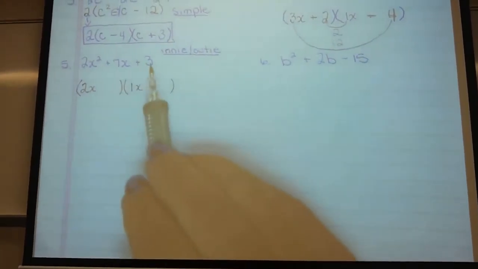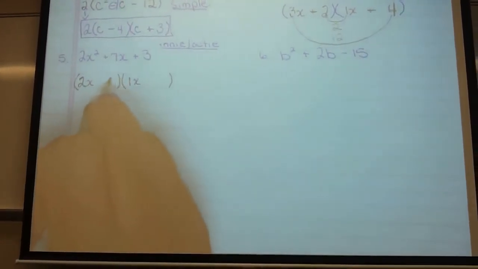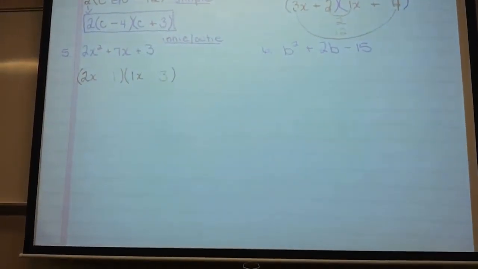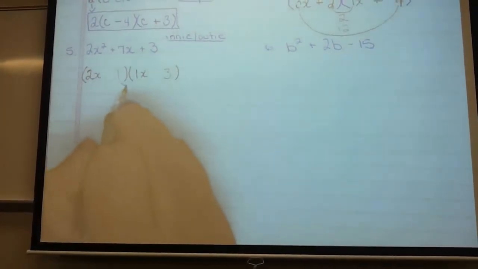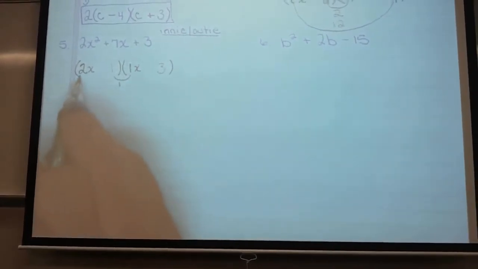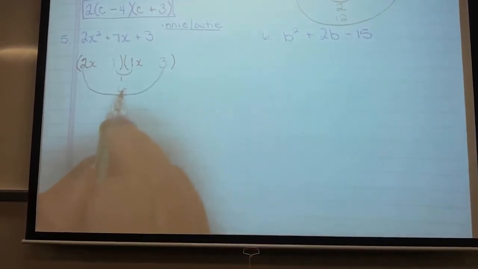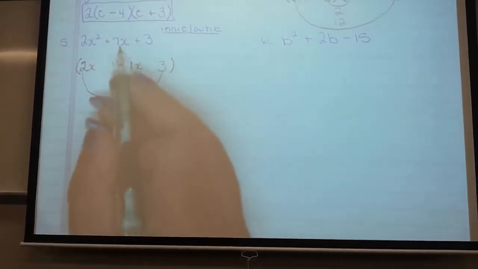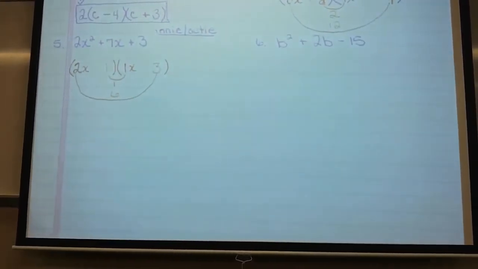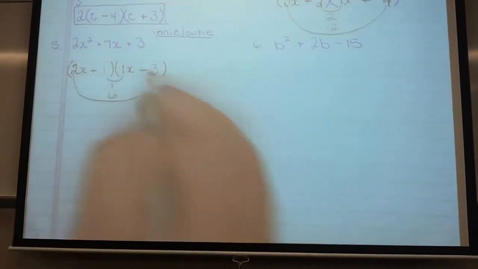And then what's your only pair that multiply to give you 3? 1 and 3, or 3 and 1. Again, let's try 1 and 3. Again, we've got to check it. I don't know if it's going to work yet. Your innies, 1 times 1 is 1. And then 2 times 3 is 6. Oh, look at that. 1 and 6 give you your 7. And we need a positive 7, so if we need to add these, what do their signs need to be? Positive, positive 1, positive 3.